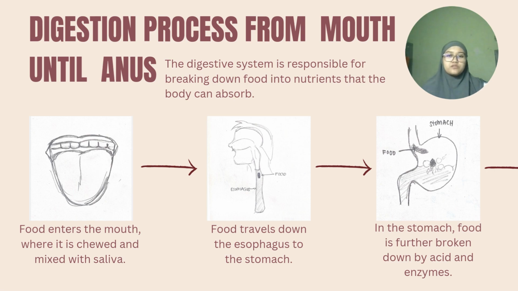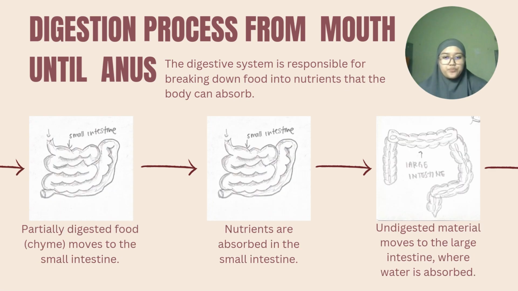So now I will tell you about the process starting from the mouth until the anus. The first one would be when food enters the mouth, where it is chewed and mixed with saliva. Next, food travels down the esophagus to the stomach. Furthermore, in the stomach, food is further broken down by acid and enzymes. Right after that, partially digested food, which is also called chyme, moves to the small intestine.